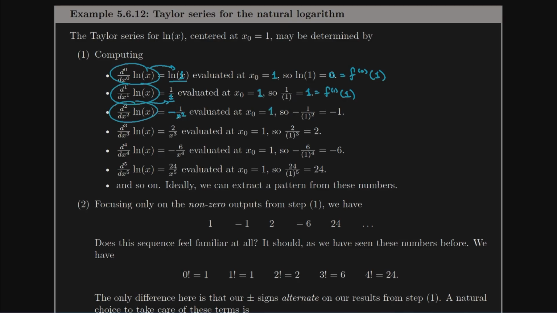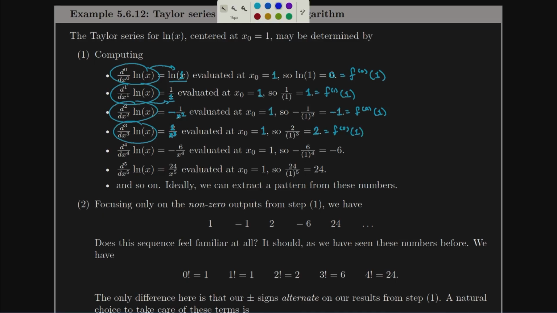If I evaluate this at 1, that's negative 1 over 1 squared, also known as negative 1. This is f with 2 derivatives at 1. If I take 3 derivatives, that's 1 derivative of my previous one, which was negative 1 over x squared. It's going to give me a positive. The 2 comes into the numerator, and then I'm getting x cubed in the denominator. Evaluate this at 1, I'm going to get a 2. That's going to be f with 3 derivatives at 1.